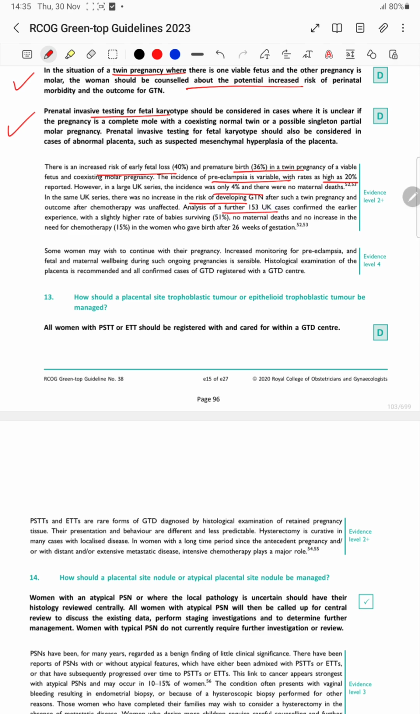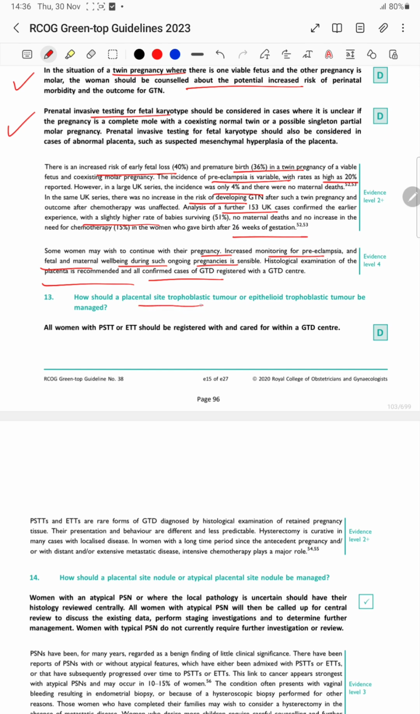Analysis of a further 153 UK series confirmed the earlier experience, with a slightly higher rate of babies surviving, 51%, and no maternal death and no increase in the need for chemotherapy, 50% in the women who gave birth after 26 weeks of gestation. Some women may wish to continue with their pregnancy. Increased monitoring for preeclampsia and fetal and maternal well-being during such an ongoing pregnancy is sensible. Histological examination of the placenta is recommended, and all confirmed cases of GTD should be registered with the GTD center.